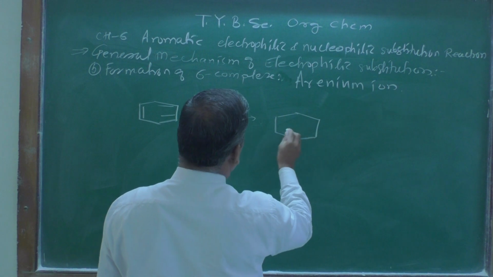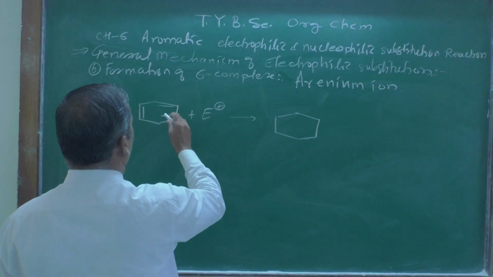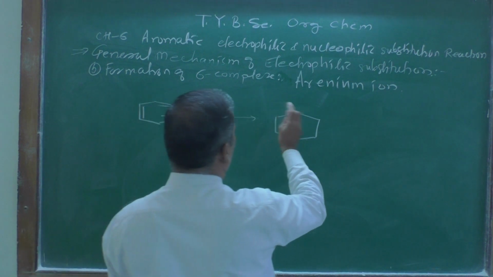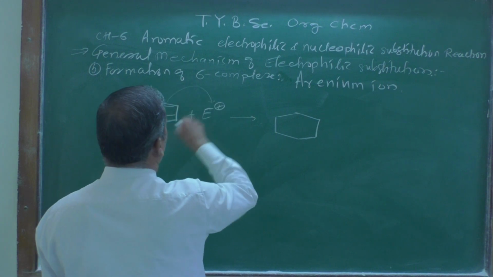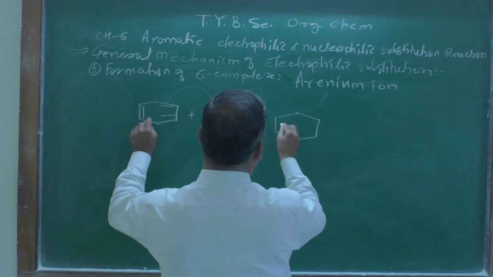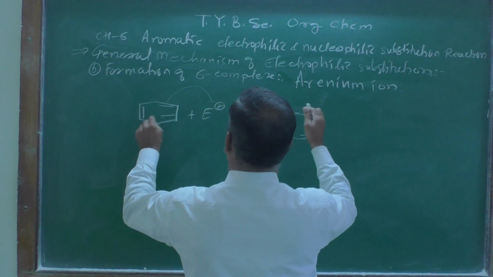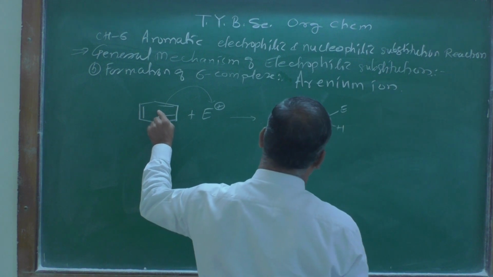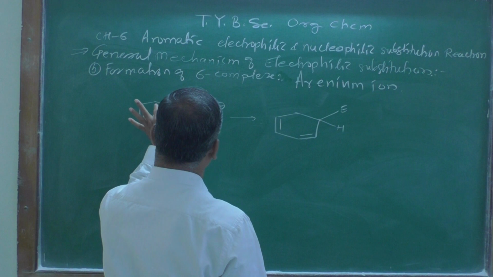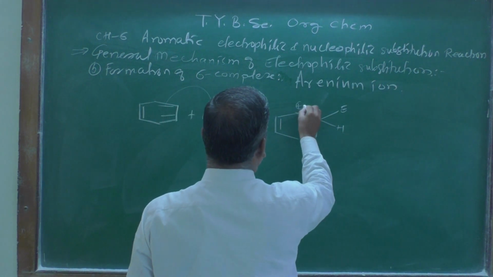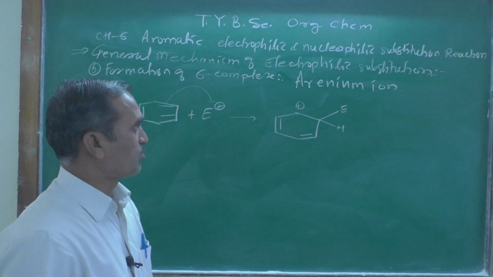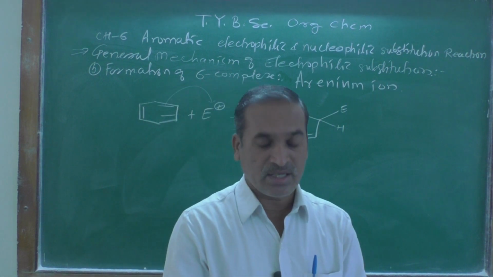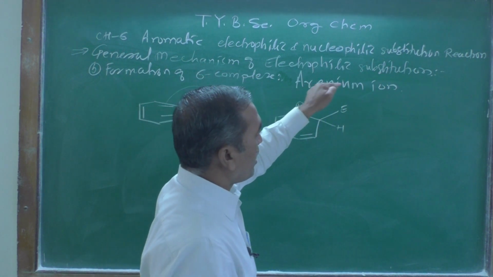When this electrophile attacks a double bond over there, you are going to get a double bond here, and the electrophile is attached over there, and with that one of the hydrogen atoms. Now when this double bond shifts from here to here, there will be a positive charge present, and this type of complex is known as a sigma complex, or it is known as an arenium ion.